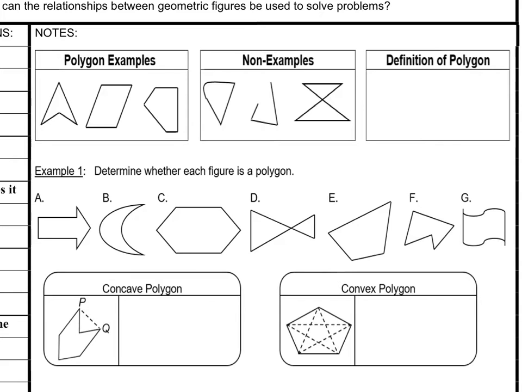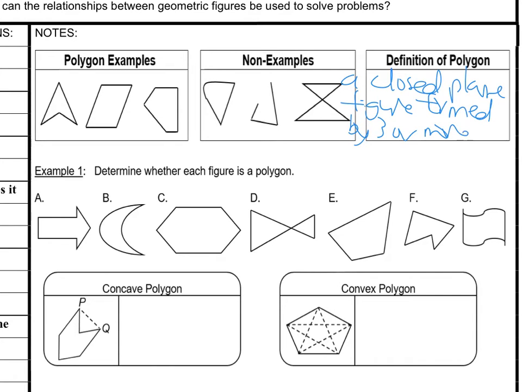So based on the picture, the definition of a polygon is a closed plane figure formed by three or more segments with no overlaps or crisscross.